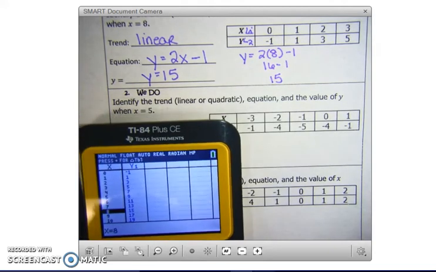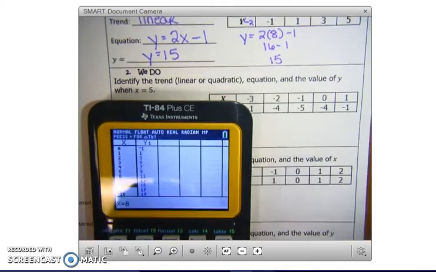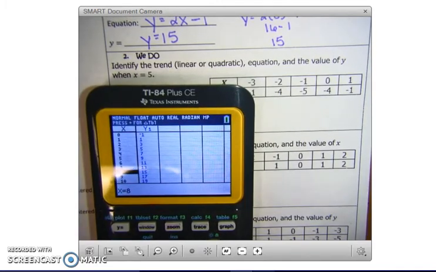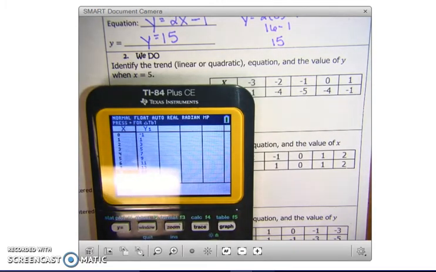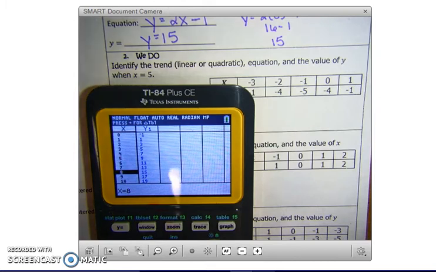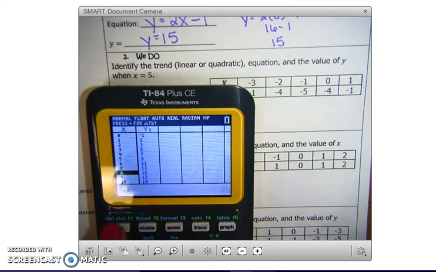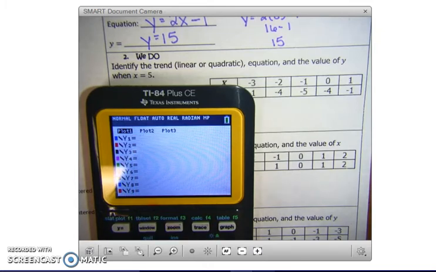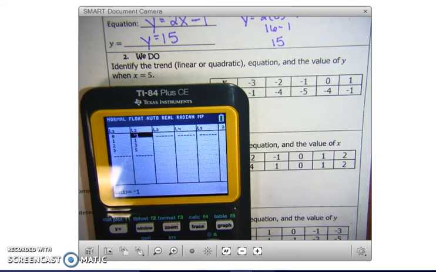So if we look at number 2 again, we want to know, is the equation linear or quadratic, and the value of y when x is 5. So what we're going to do, I'm going to go back to y equals and I'm going to clear my equation. We don't want that equation anymore. So now I'm going to go to stat and I'm going to edit.